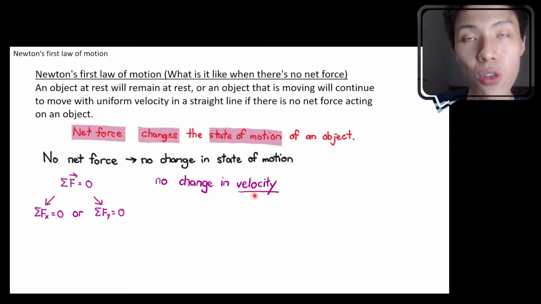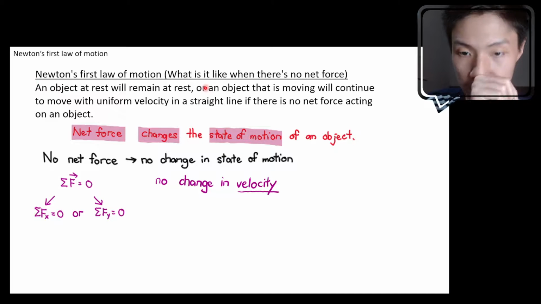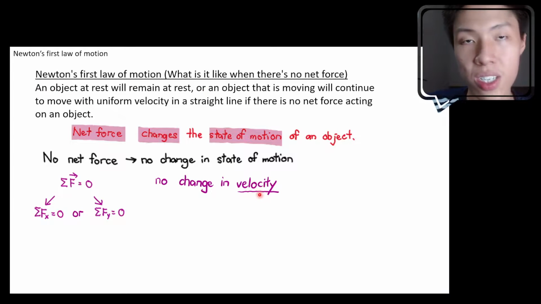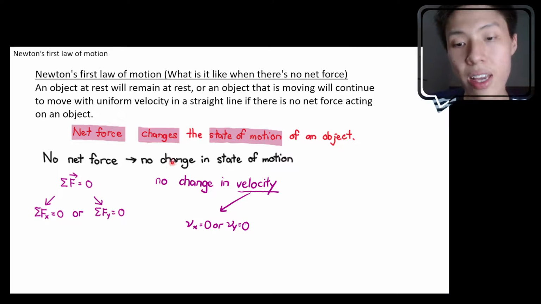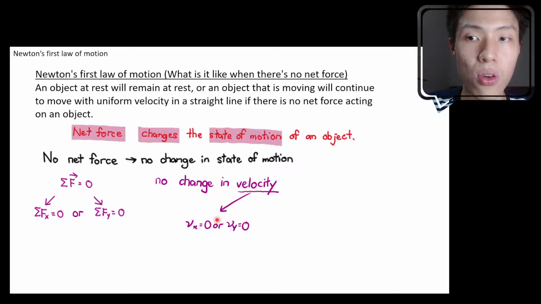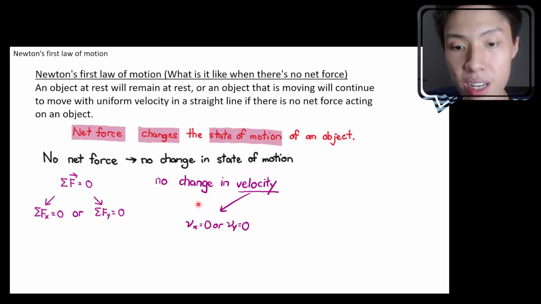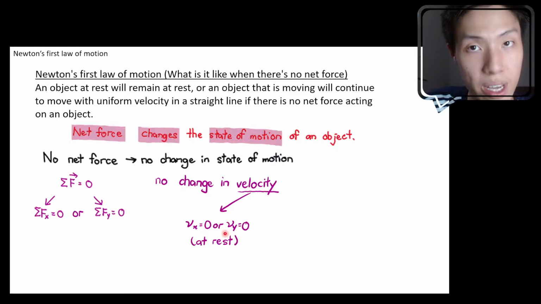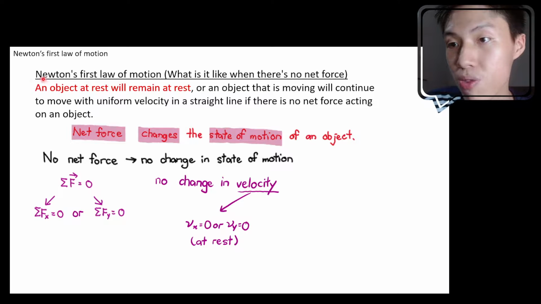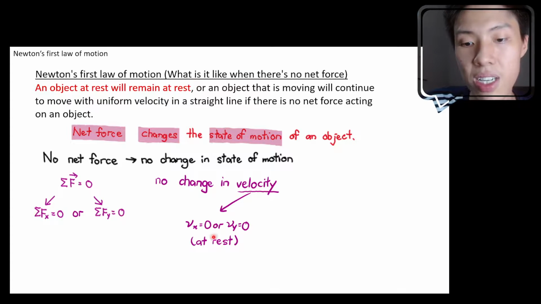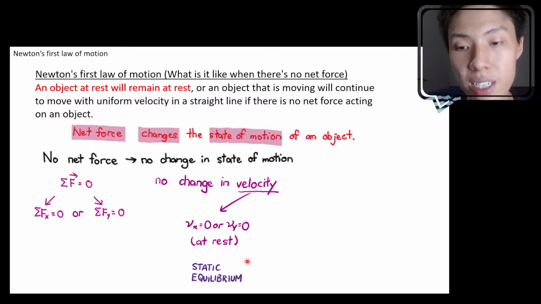There are two scenarios in which there is no change in velocity. First is if your velocity is equal to 0. If initially an object is at rest, then initially the velocity is 0. With no change in velocity, initially 0, after some time, it remains at 0. So if an object is at rest, it will remain at rest. This is a situation of static equilibrium, and it's mentioned over here: an object at rest will remain at rest. So that's the first situation.